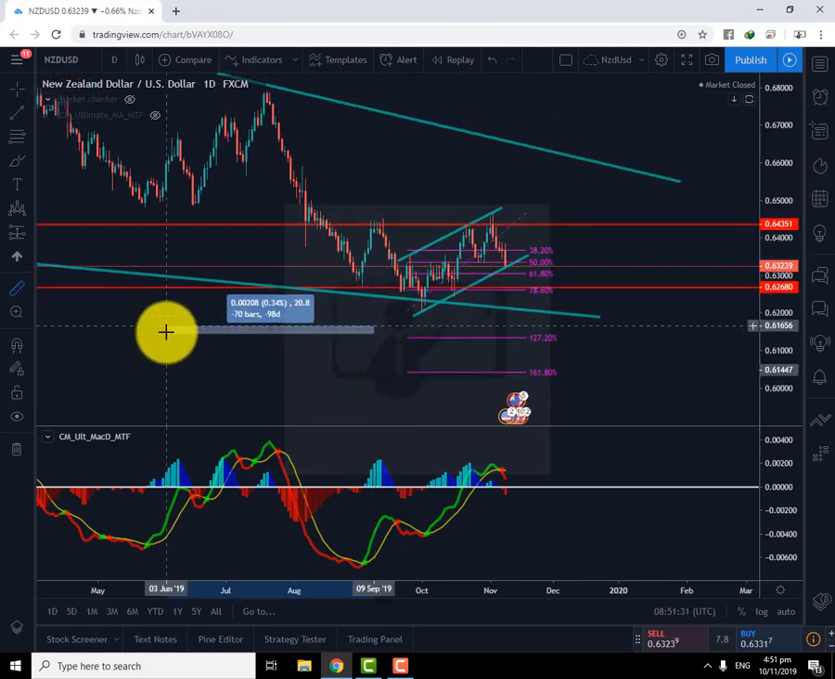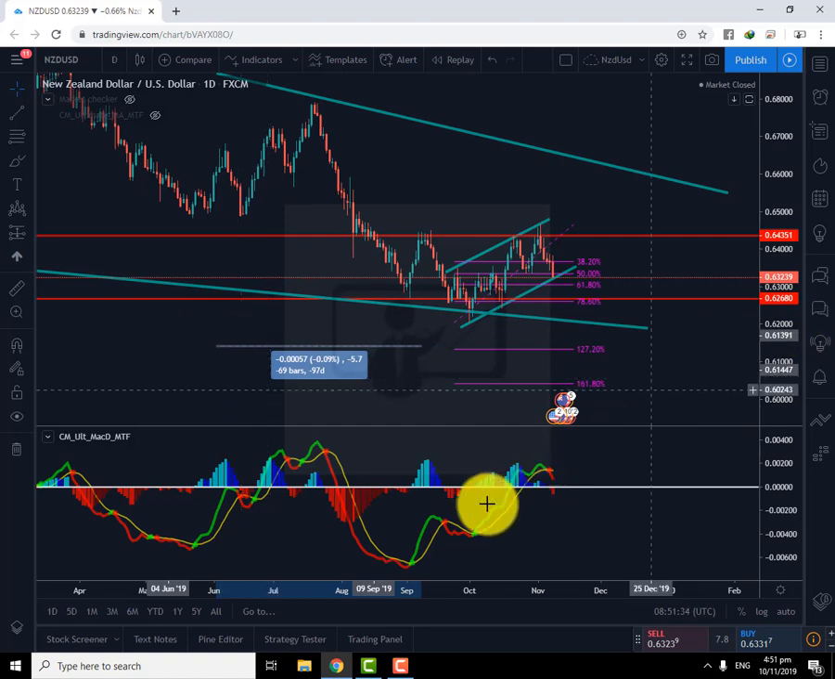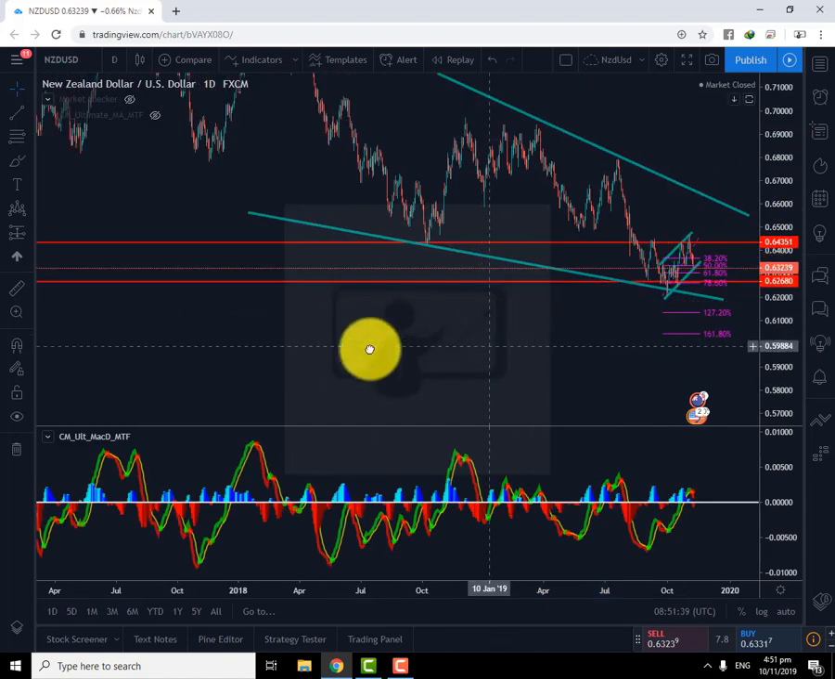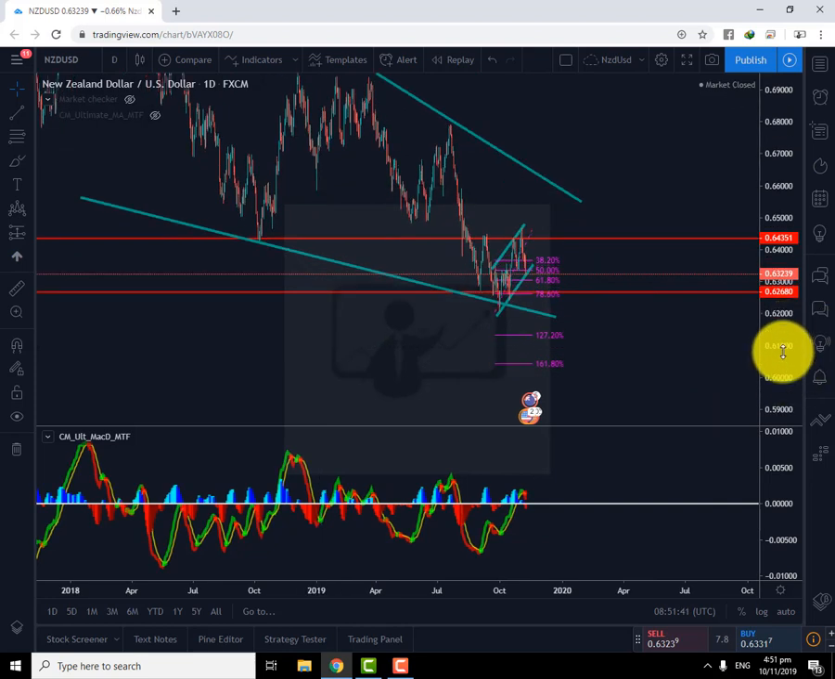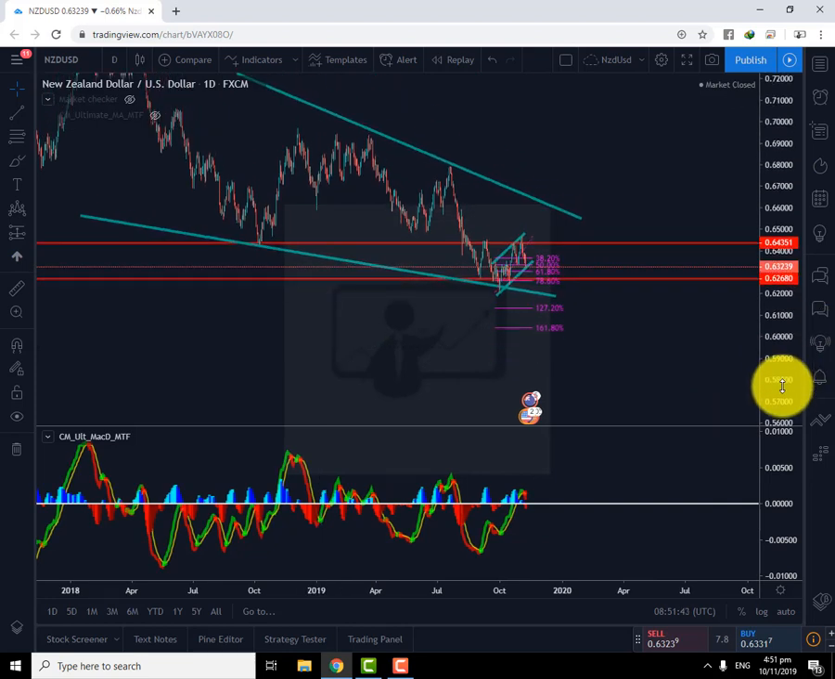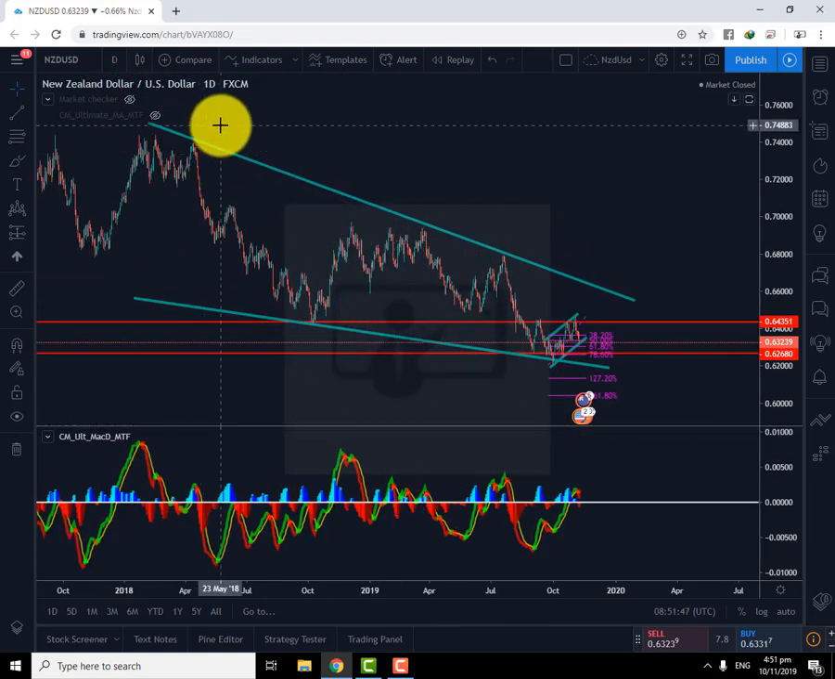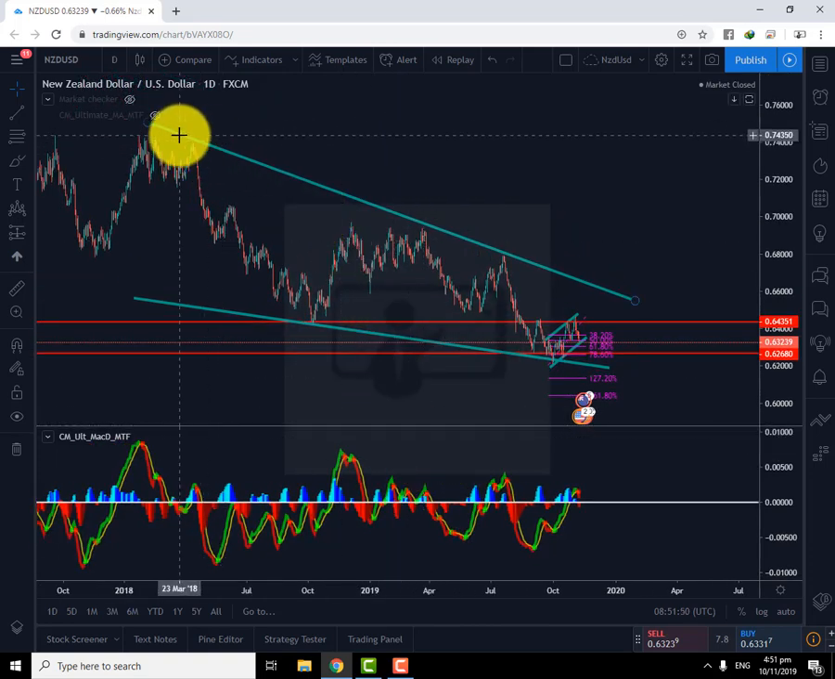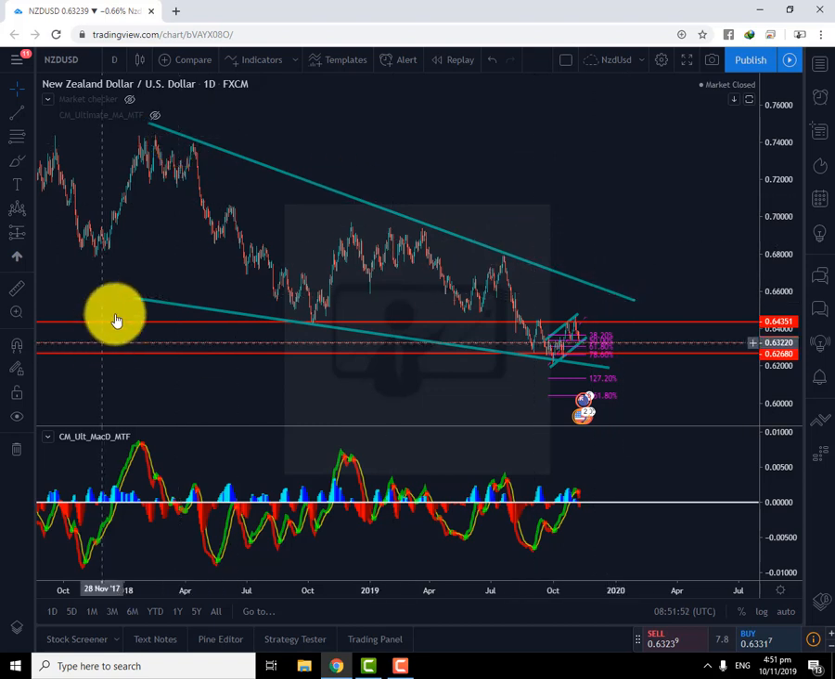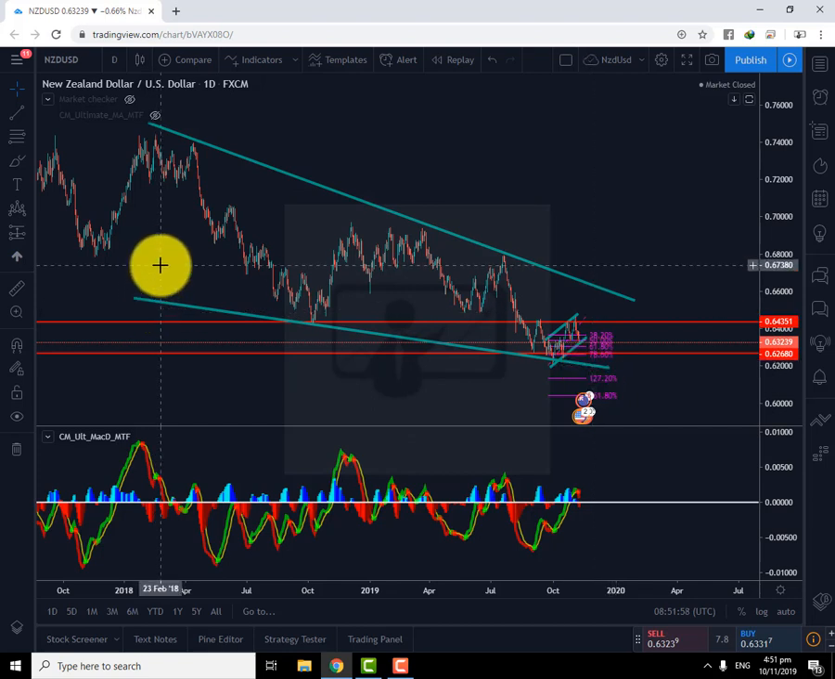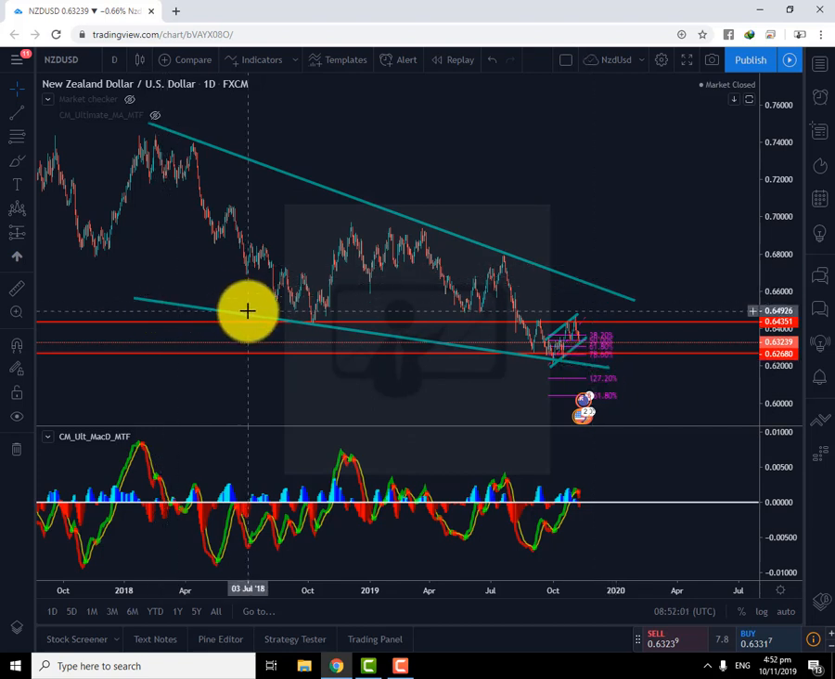So first of all, I have to identify what is obvious. I try to identify the key support and resistance. And as you can see here, this is the current flow. We have the resistance on the top and the support below. So in the 1-day time frame, currently it's showing a falling wedge.